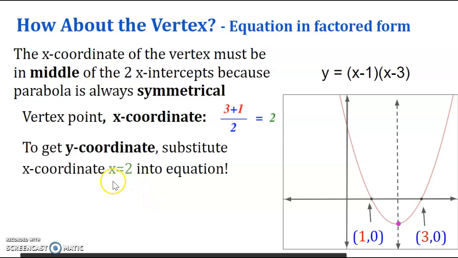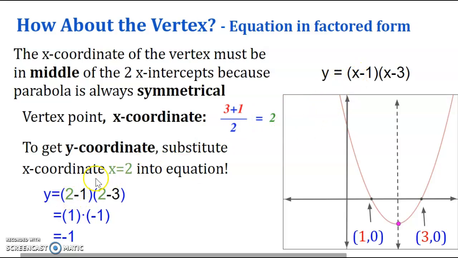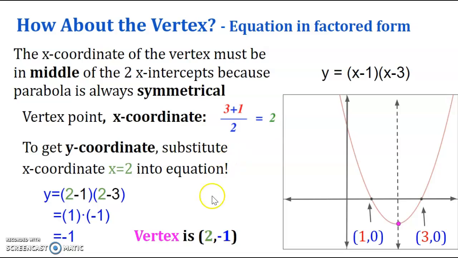How do we get the y-coordinate? Well, we have the equation of this parabola. So we substitute the x-coordinate, x equals 2, into the equation. Wherever you see an x, you substitute 2. So y is equal to 2 minus 1 multiplied by 2 minus 3. So you get 1 multiplied by negative 1, which is negative 1. So I have just figured out the vertex: the x-coordinate is 2, and the y-coordinate is negative 1.